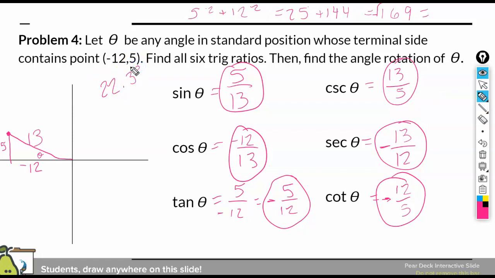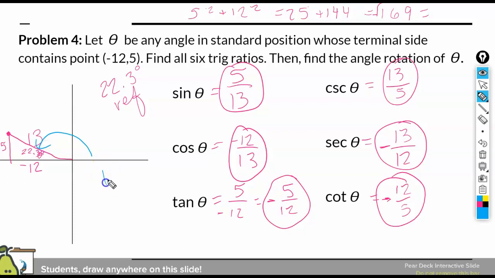That's not the right answer, because 22.3 degrees would be in quadrant 1. What you have to remember is that the calculator is going to give you the reference angle for that ratio. We have to know which quadrant it's in. I know that this one is in quadrant 2. That 22.3 is that angle. But the angle I'm looking for is this one.